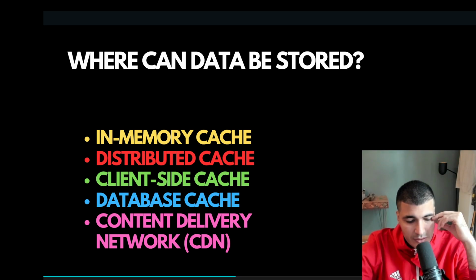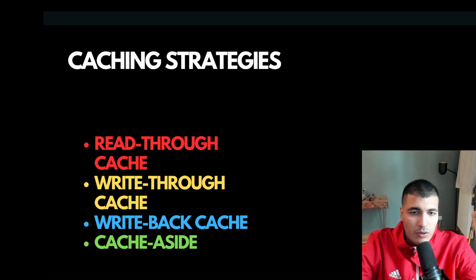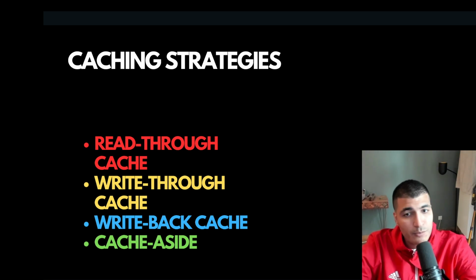Okay, next, we'll talk about some caching strategies. We'll talk about read-through cache. In this strategy, the application first checks the cache for the data it needs. If the data isn't there, we call this a cache miss. The cache itself is responsible for retrieving the data from the underlying database, updating its own storage, and then returning it to the application. The application talks only to the cache.